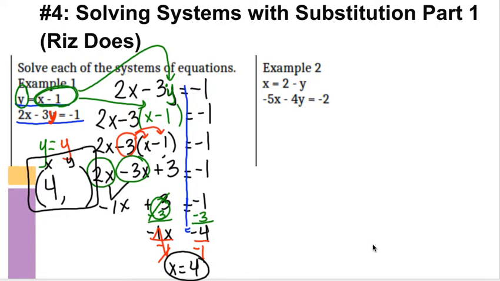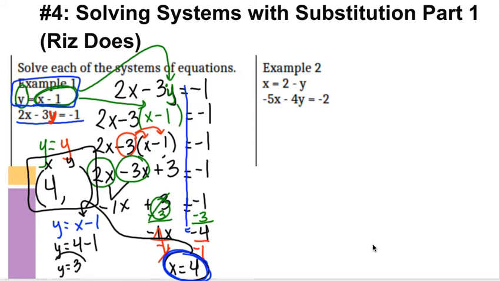Now I need to figure out my y value. So just like how we learned last week with the equal values method, I'm going to take this x equals 4, and I'm going to replace it into either equation. Again, I like the top equation, so I'm going to write y equals x minus 1. But instead of the x, I'm going to write 4. So y equals 4 minus 1. So y is equal to 3. And that's my final answer, 4, 3.